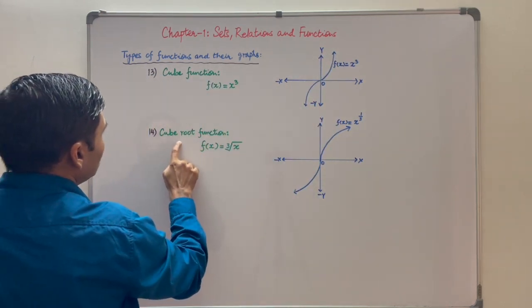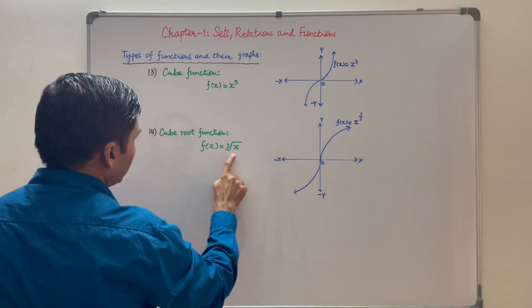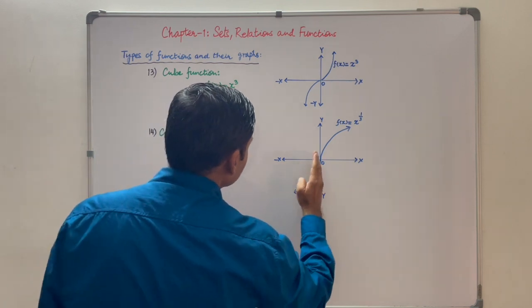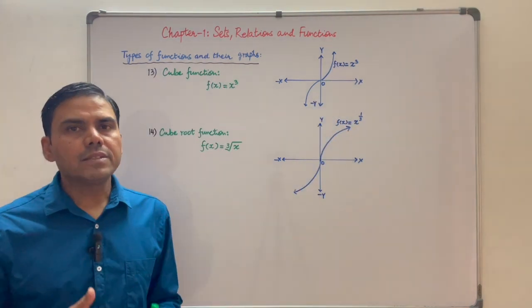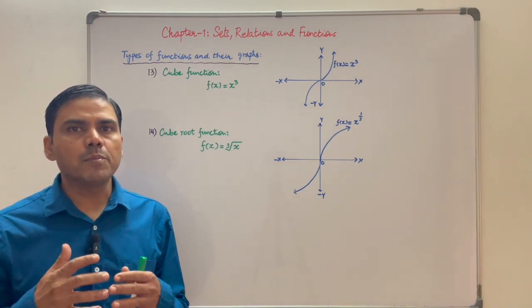14th function, cube root function. It is given by f(x) is equal to cube root of x, that is x to power 1 by 3, and its graph is like this. Notice the difference between two graphs. In next video, we will talk about modulus functions, logarithmic functions and their properties.